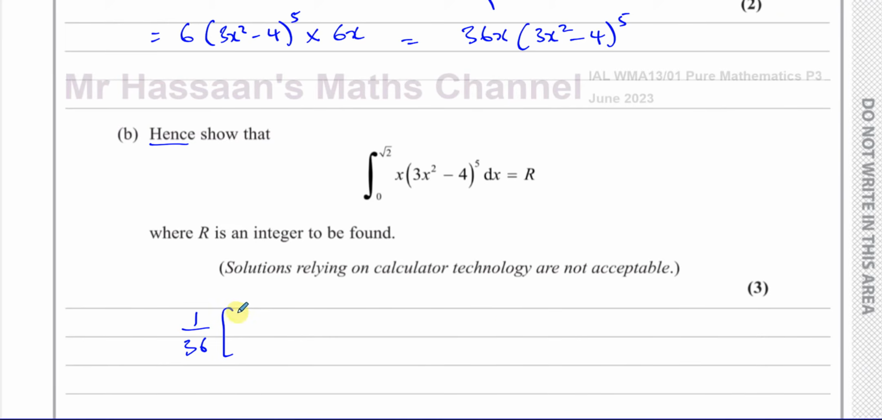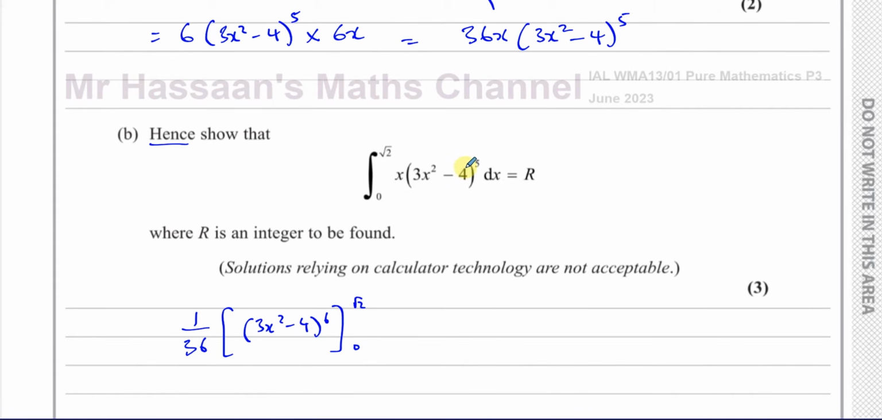So this should be 1/36th of the actual original expression, which was 3x squared minus 4 to the power of 6, between 0 and root 2. So that's the way that they are intending us to answer this question.